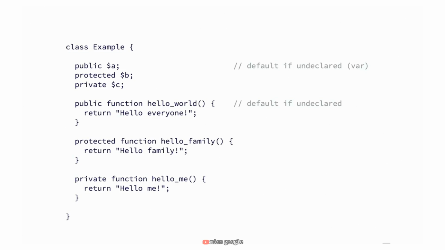When we're working with methods, it's a little bit different. Instead of replacing the keyword, we're going to prepend the modifier in front of the word function. So now, instead of just function, it's public function, protected function, and private function. If we didn't declare it, the default would be for it to be public.